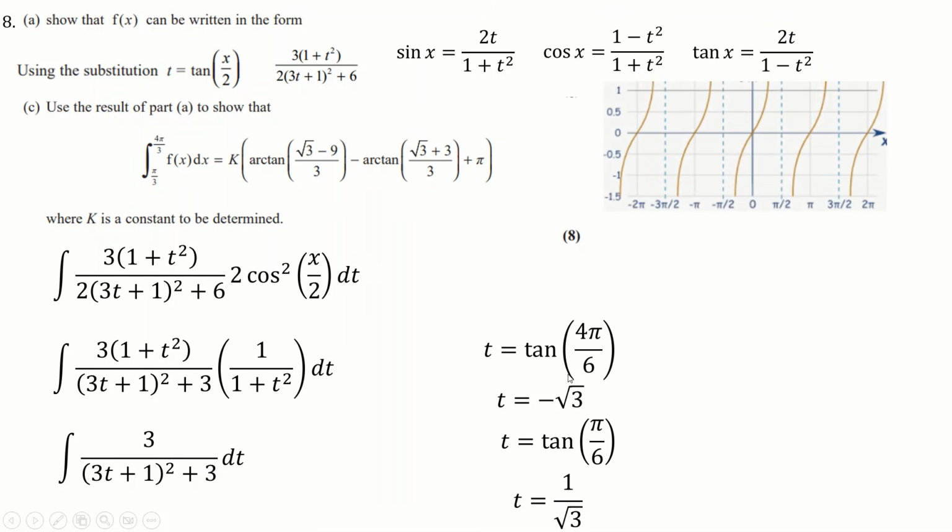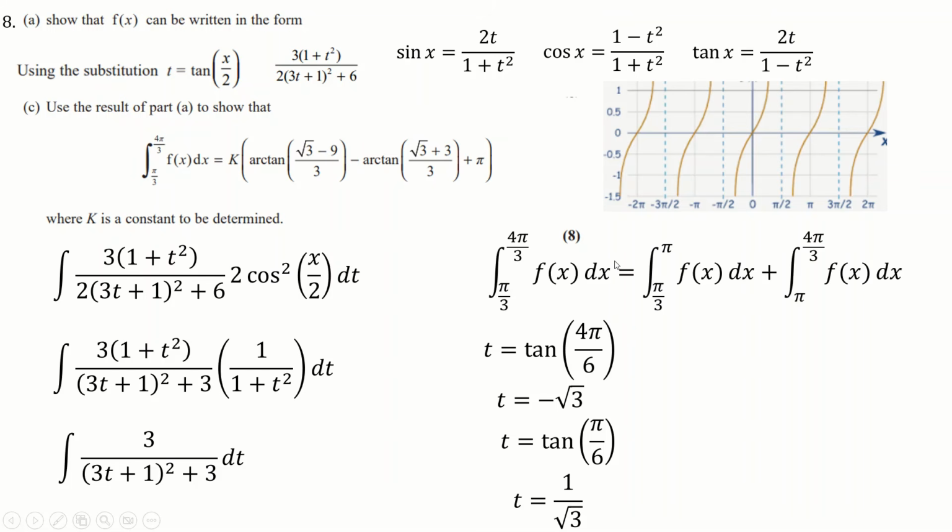But the tan graph is not continuous between these 2 points here. Between pi over 6 and 4 pi over 6, which is on the other side of pi over 2, we have this discontinuity. So if we're integrating between here and here, we need to break the integral up between there and pi over 2 and, well, pi, because this graph technically isn't correct. So here and up to pi over 2, let's just pretend, and then pi over 2 up to here.